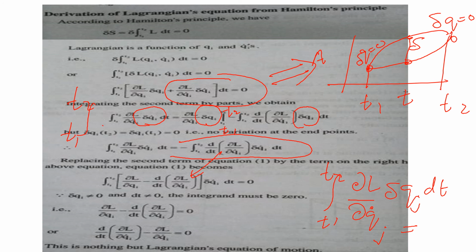This is equal to 0. Now we know that delta qj is not equal to 0, and dt is not equal to 0. So what remains is that the integrand must be 0, that is, the term inside the bracket must be 0. The other two terms outside are not 0, so the terms inside are 0. So you can write ∂L/∂qj minus d/dt of ∂L/∂qj dot is equal to 0, or d/dt of ∂L/∂qj dot minus ∂L/∂qj is equal to 0. This is Lagrange's equation. So hence we derived Lagrange's equation from Hamilton's principle. Okay, students, thank you.